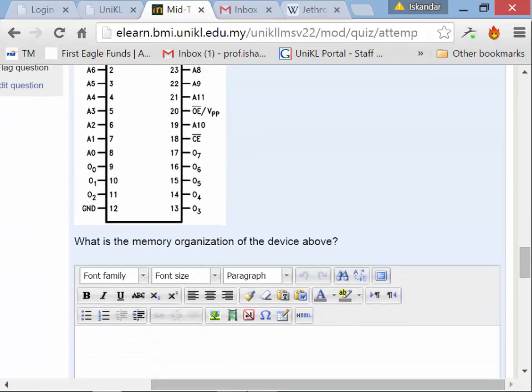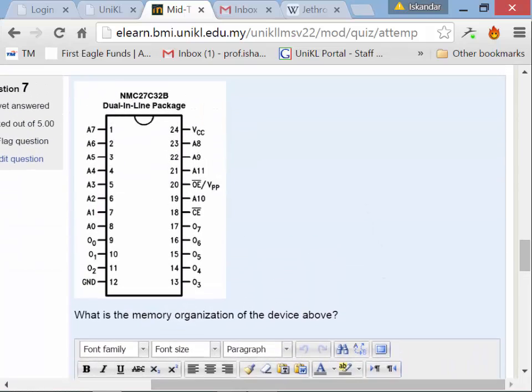Okay. Here, what is the memory organization of this device here? What we're looking for is the number of bytes times how wide, or number of memory locations, the size of each location. We look at this here, we've got 0 through 07.